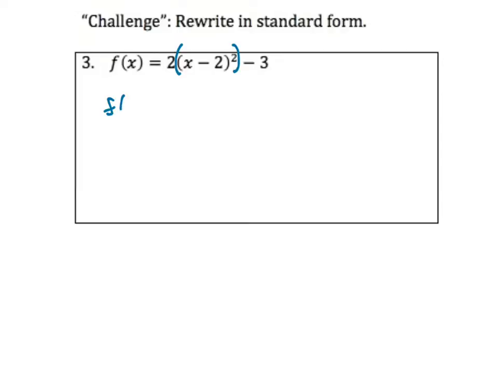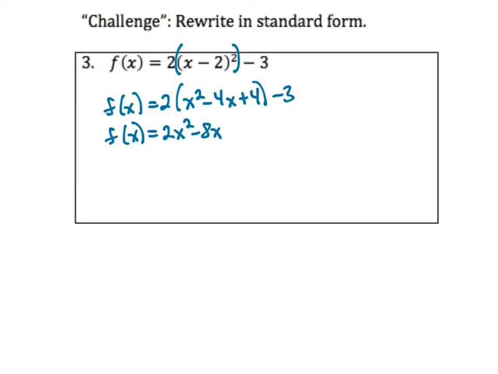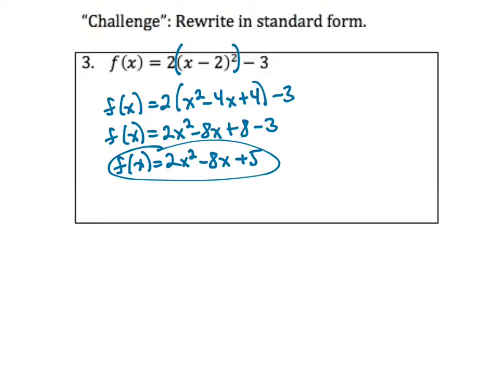Okay. So f of x. When I multiplied this out, I ended up with x squared minus 4x plus 4. Don't forget my minus 3. And now I can just distribute that 2 across. And now I just need to combine my like terms and make sure it's in standard form. Whew, done.